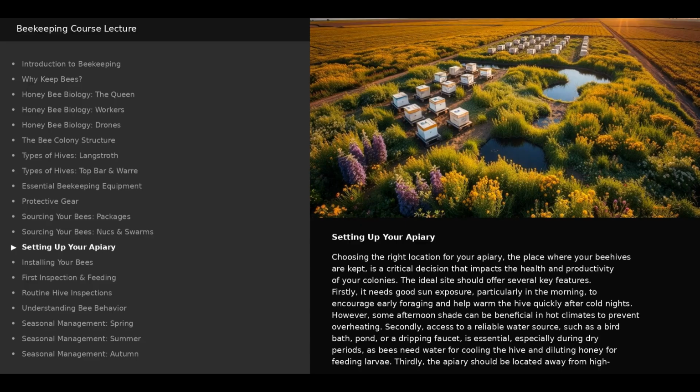Secondly, access to a reliable water source, such as a bird bath, pond, or a dripping faucet, is essential, especially during dry periods, as bees need water for cooling the hive and diluting honey for feeding larvae. Thirdly, the apiary should be located away from high-traffic areas, busy sidewalks, or neighbors' play areas to minimize potential interactions and stings. Consider local ordinances and neighbor relations when selecting a site. Good air circulation around the hives is also important to prevent moisture buildup and disease.